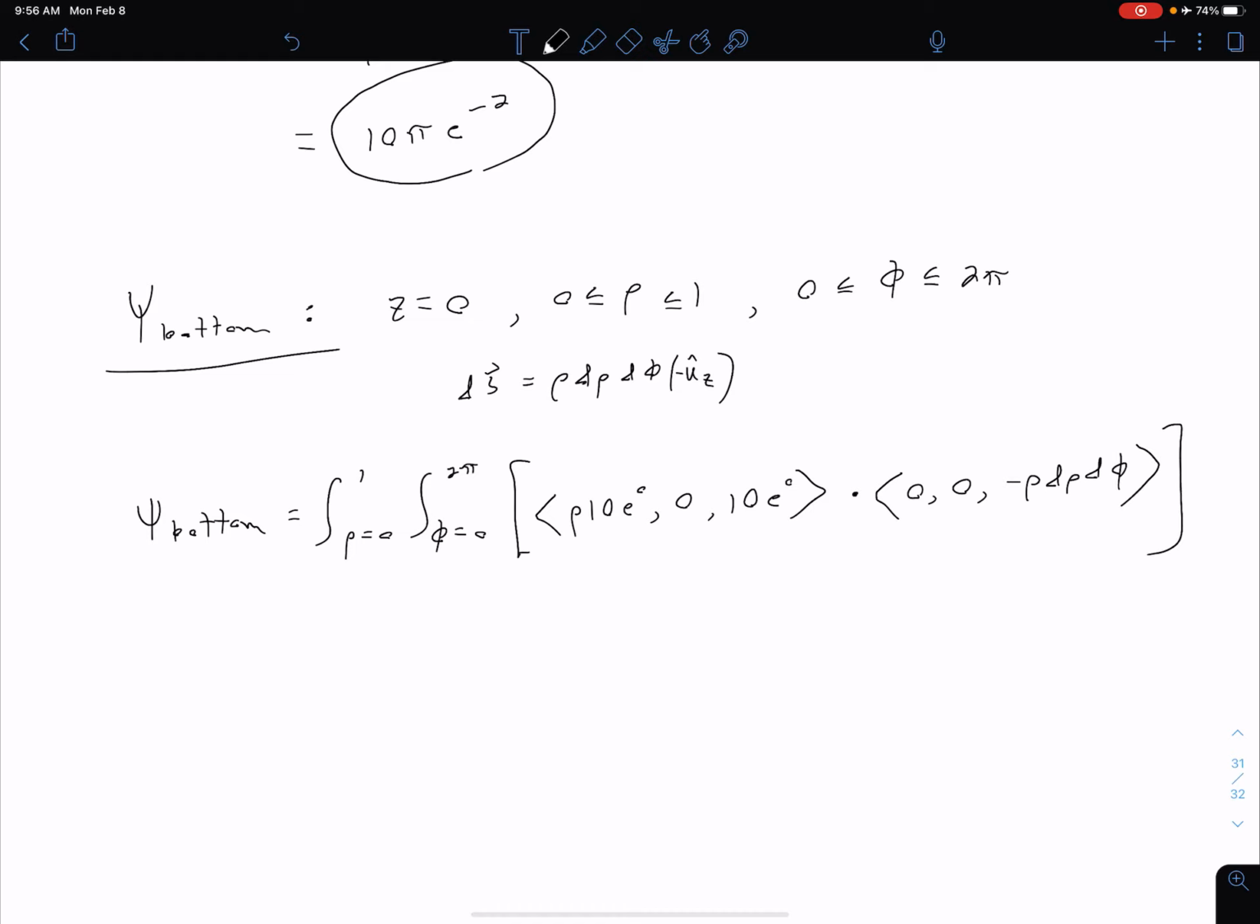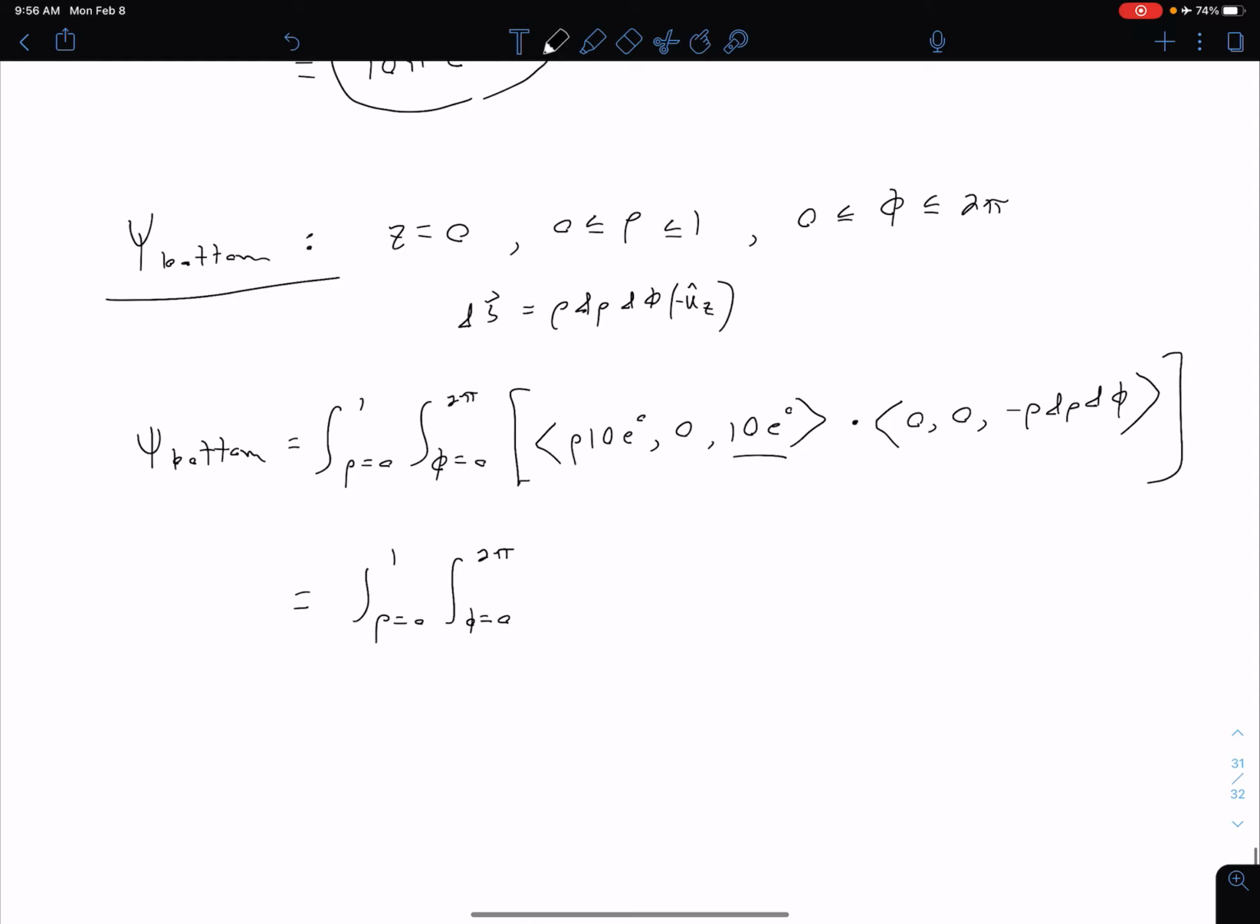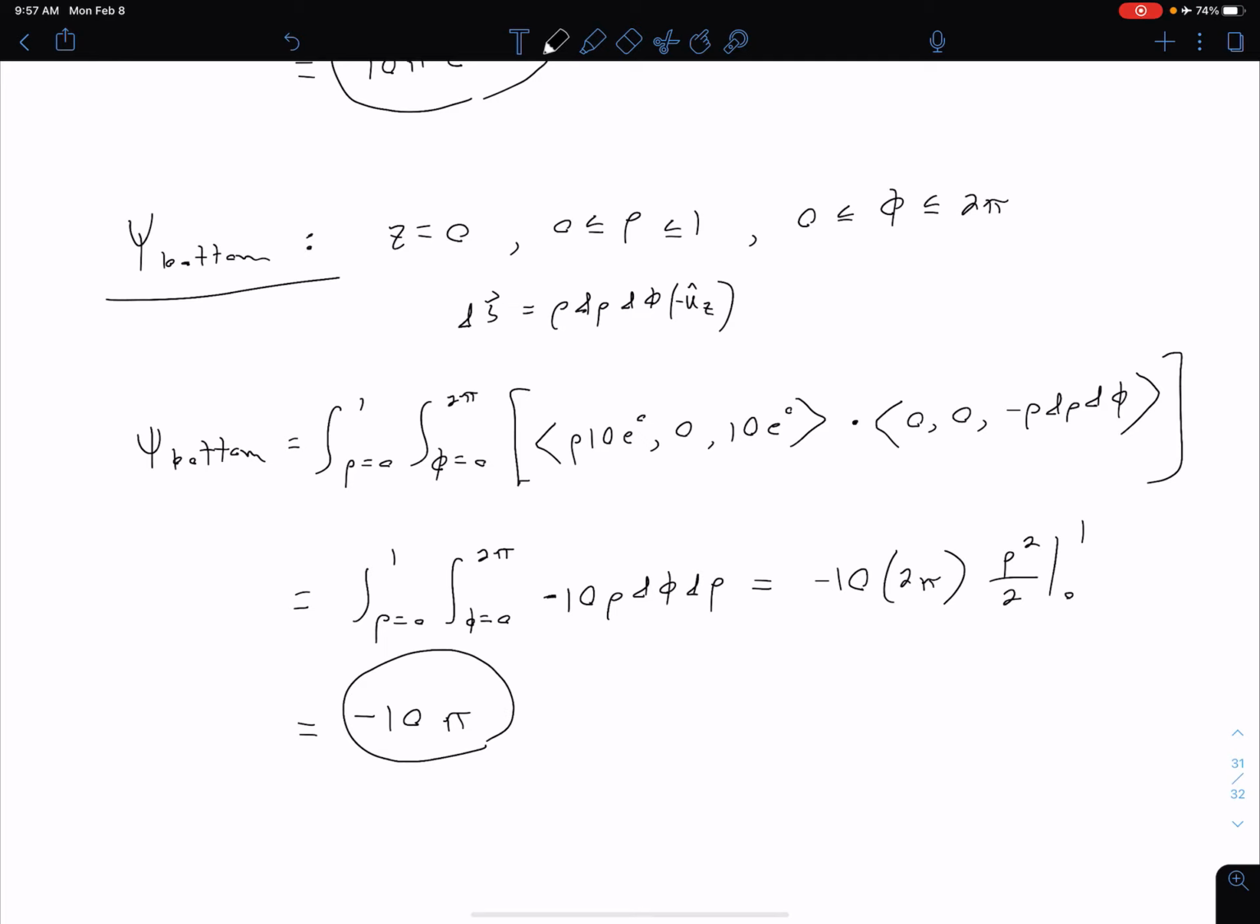Okay, so this ends up being integral from rho equals 0 to 1, integral from phi equals 0 to 2 pi of, and again, we're only keeping this z component here. So we have negative 10, because e to the 0 is just 1. So negative 10 times rho d phi d rho. And again, the 2 pi comes out from our phi integration. So we have negative 10 times 2 pi. Our rho is the only term there, so that becomes rho squared over 2 evaluated from 0 to 1. And plugging that in, we get negative 10 pi. Okay, so there's our psi bottom.